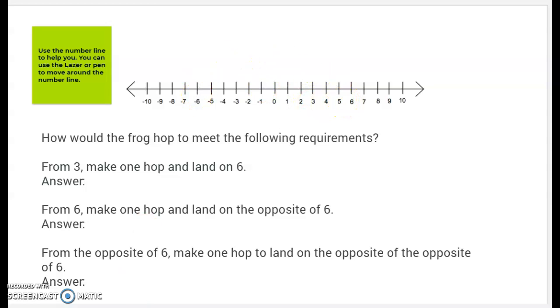And from the opposite of 6, make one hop to land on the opposite of 6. So that one is kind of a brain teaser. So you start at the opposite of 6, which is negative 6. You make one hop to land on the opposite, which would be positive 6, and then on the opposite of opposite 6, you go back to that negative. What moves did your frog have to go through? Again, you can use the number line to help you. Use the laser or pen to move around that number line. And check your answers.